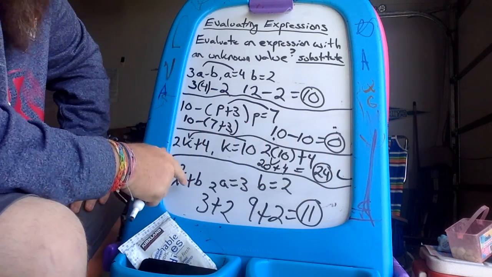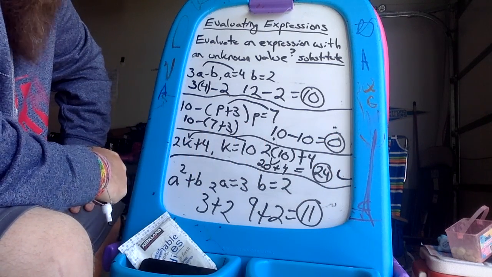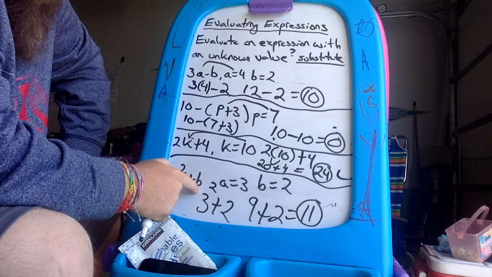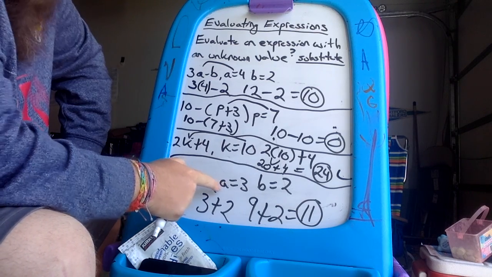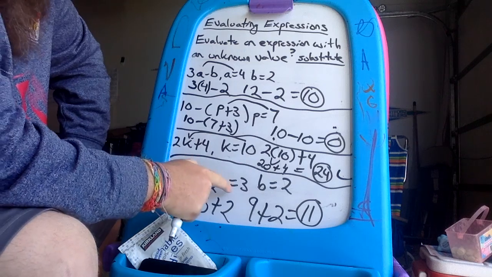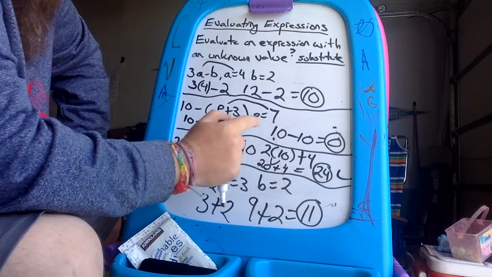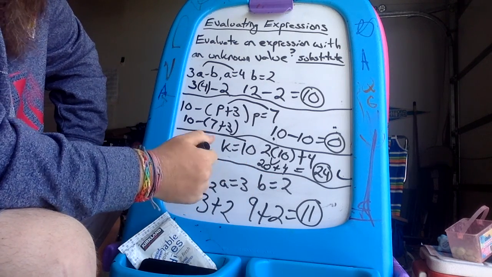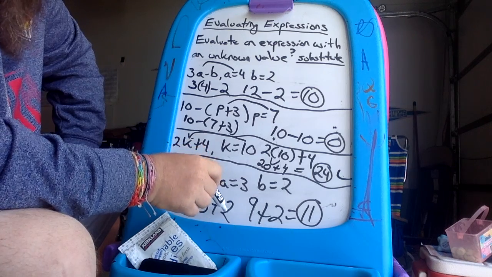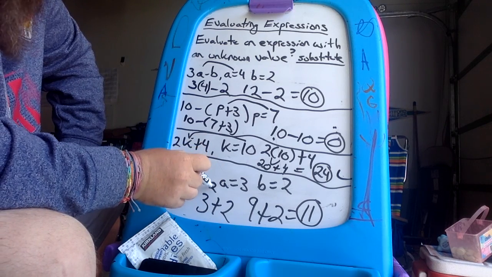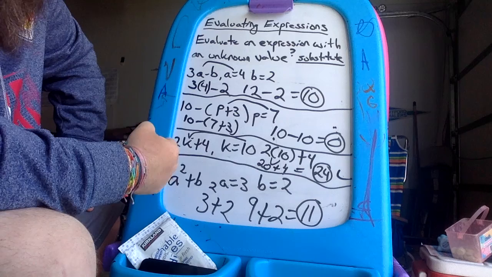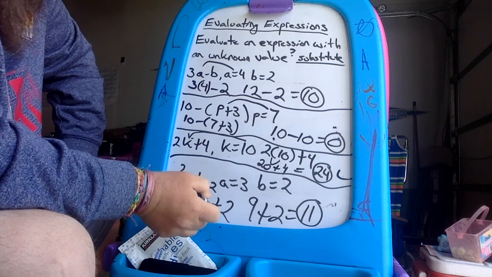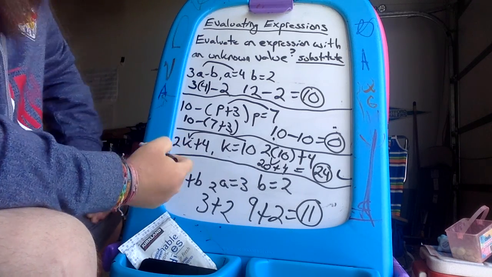Okay? And the last one, we headed on with the exponents. So we have a squared plus b. The unknown value for a is 3. The unknown value for b is 2. So again, then we rewrite the new problem. So we have 3 squared plus 2. So 3 to the power of 2 would be 3 times 3, which gives us 9. We have the addition and the 2, and then 9 plus 2 is 11.